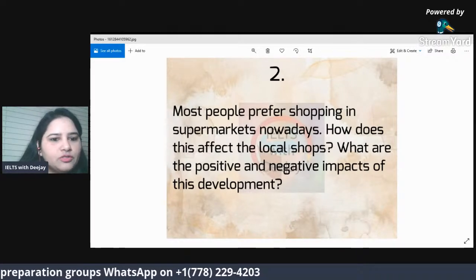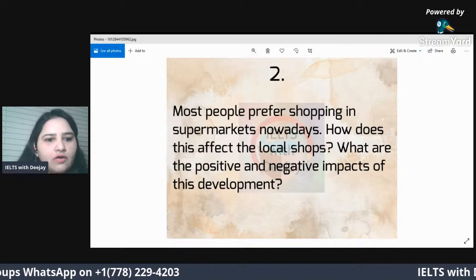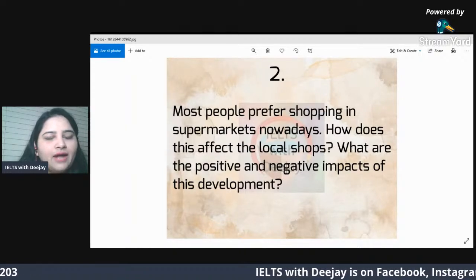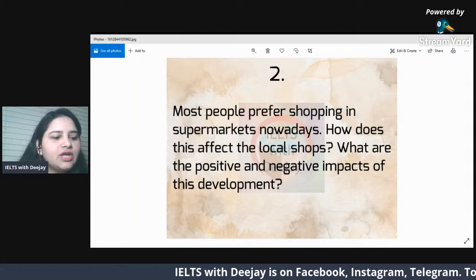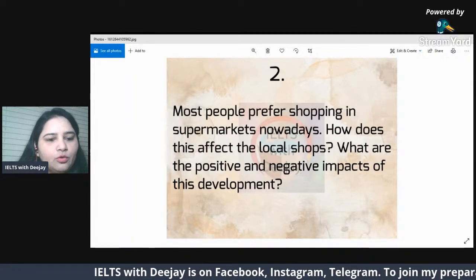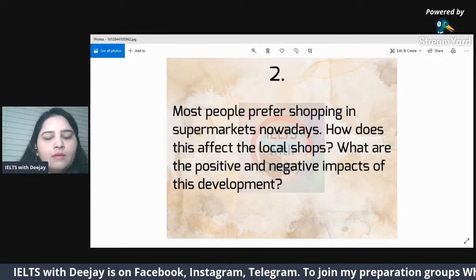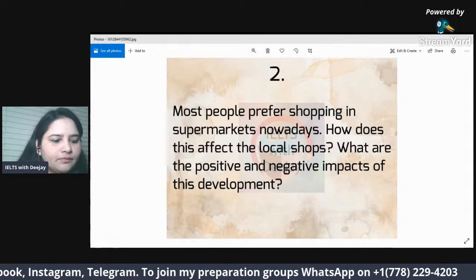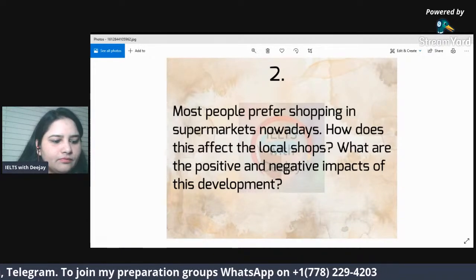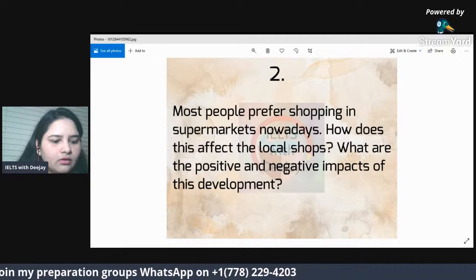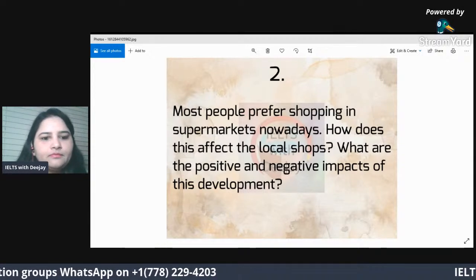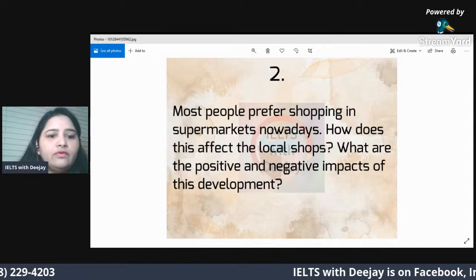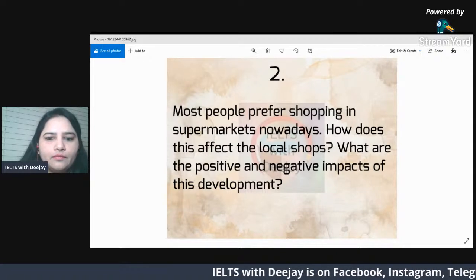They're talking about most people, so you should say majority of people, a large number of people, so that you can paraphrase each and every word easily. For most people, you can say majority of people, majority of individuals. Anything else you want to add in this question? Then we will move on to the third one.